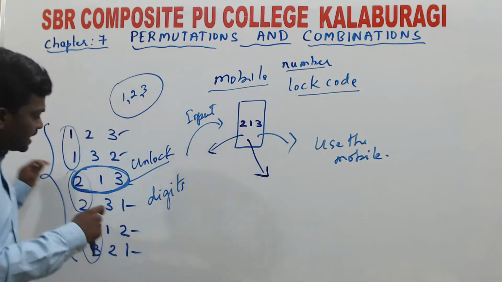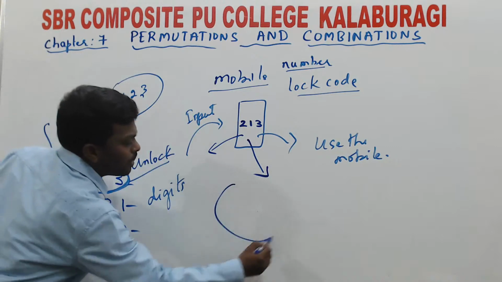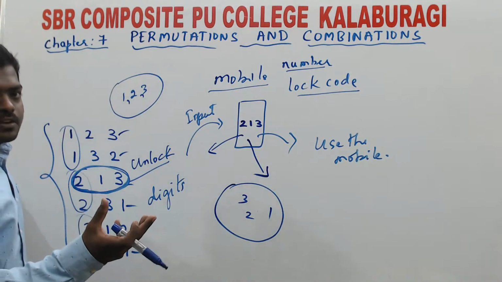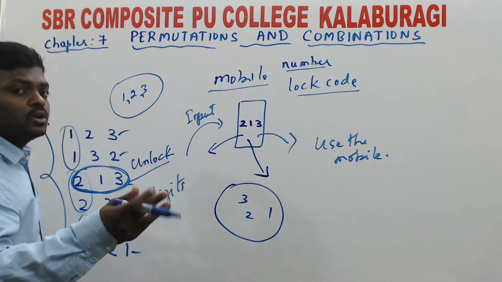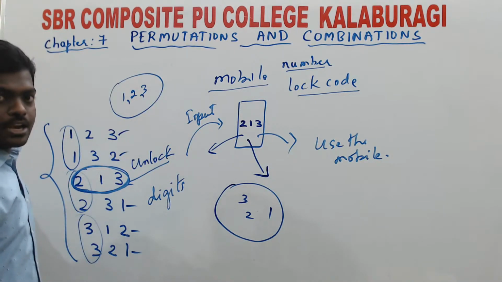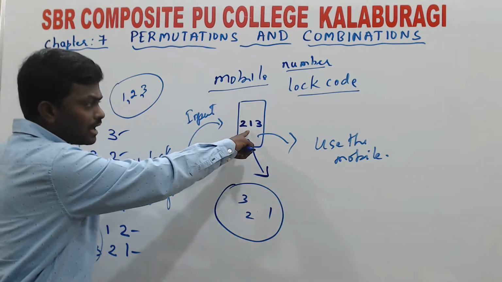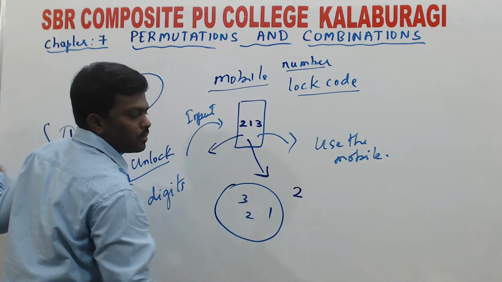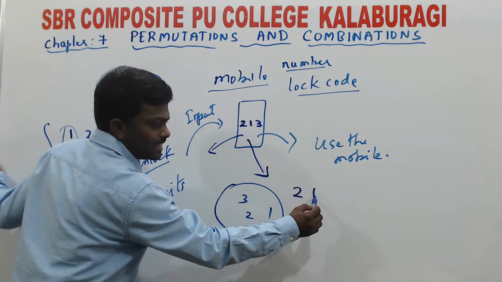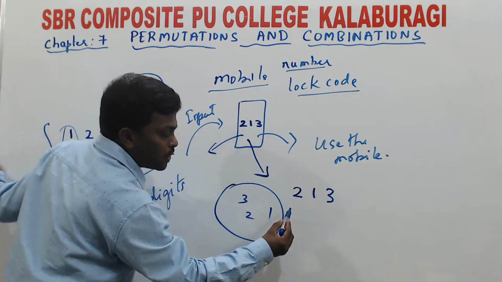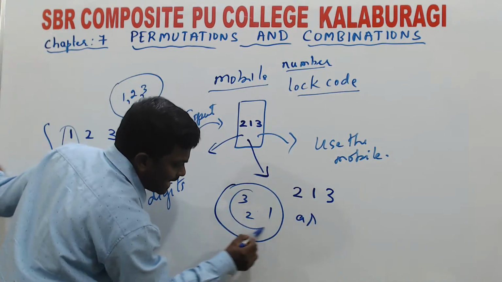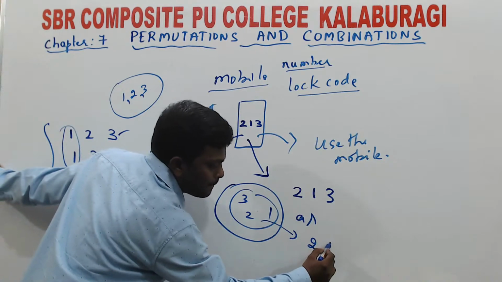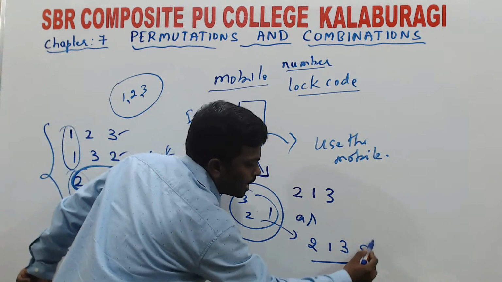So you can see it's an arrangement, right? I have given you a bunch of 3 numbers and I have asked you to put a lock on the mobile. So our lock code is 213. That means first I have to input 2, then 1, then 3. So this combination is arranged in some definite order only.